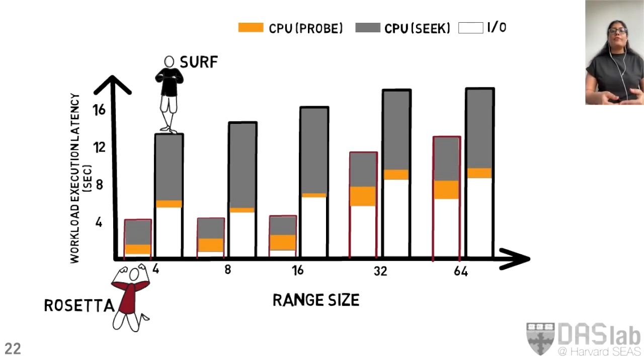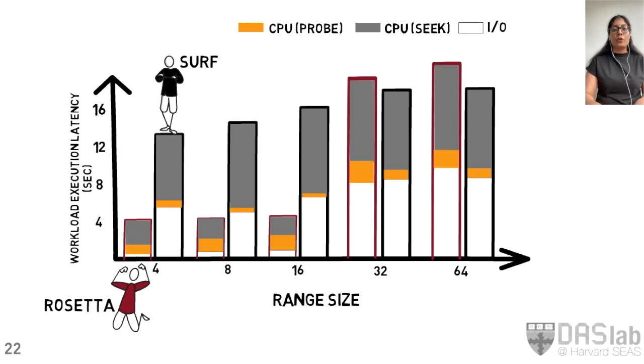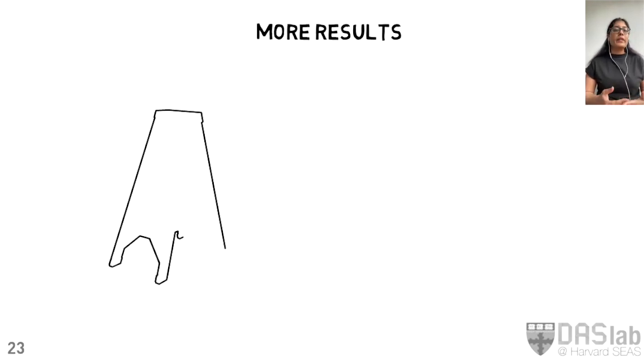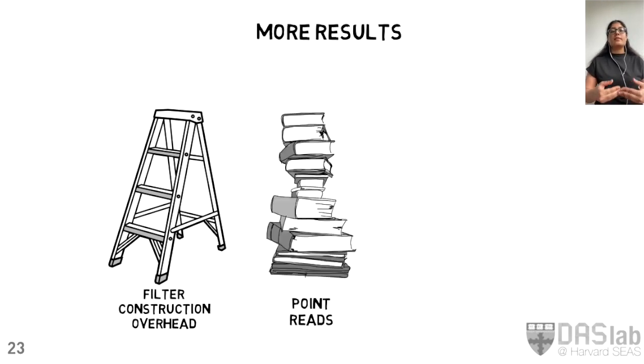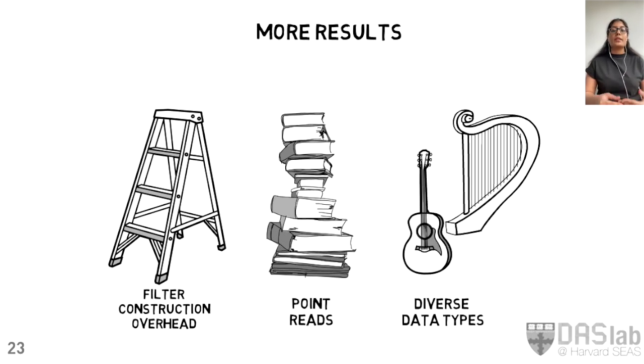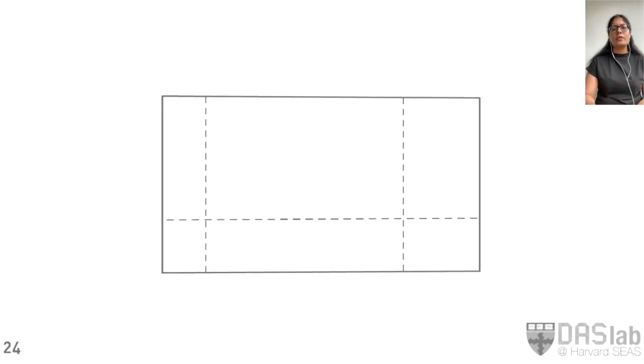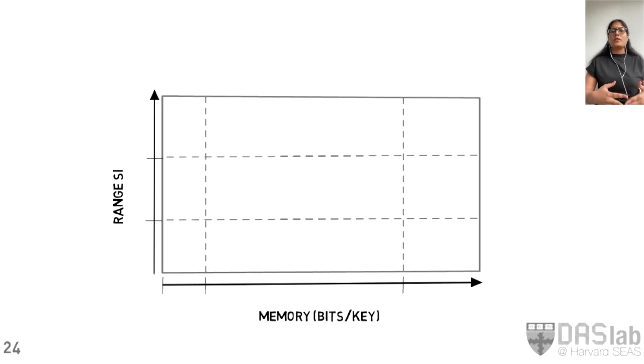Now, for tighter memory budget, however, we observe that SuRF can perform better, specifically for long-range queries. We also have a bunch of interesting results included in the paper showing that even with a complex design, Rosetta's construction cost due to compactions in the tree adds minimal overhead in the end-to-end performance. For point queries, Rosetta maintains the same performance as that of RocksDB. It also supports diverse data types such as strings and can work with a reasonably low memory budget where other filters are not applicable. Overall, our results indicate that both SuRF and Rosetta can complement each other across different scenarios.